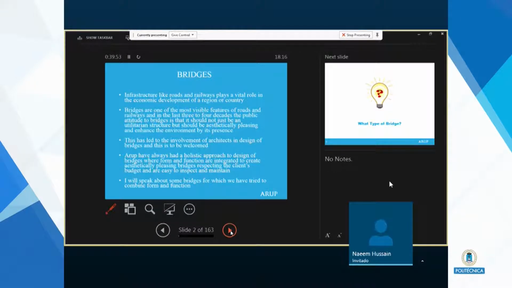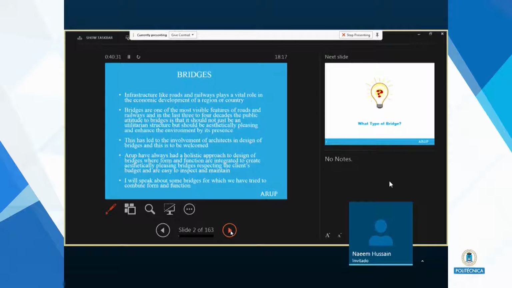They play a very vital role in the economic development of a country. And I think, as all of you are aware, bridges are one of the most visible features of roads and railways. And in the last 3 to 4 decades, the public anywhere in the world want to have a bridge that is aesthetically pleasing and also enhances the environment by its presence. So this has led to the involvement of architects in design of bridges, and I welcome that.